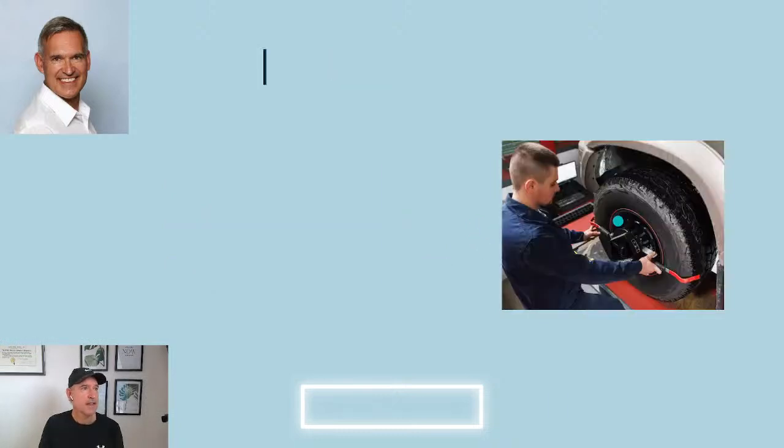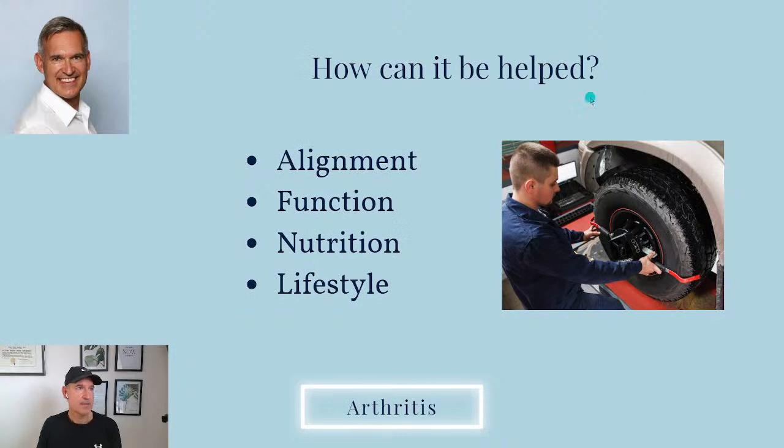So we're going to talk now about how it can be helped. And I have a picture here of a car, and this guy's putting this tire on and doing the alignment of the car. That's a good analogy for what we do in the clinic. We look at the overall structure and the overall alignment of the body, and we want to make sure there's good balance, because if there's good balance, then the joints will wear evenly.